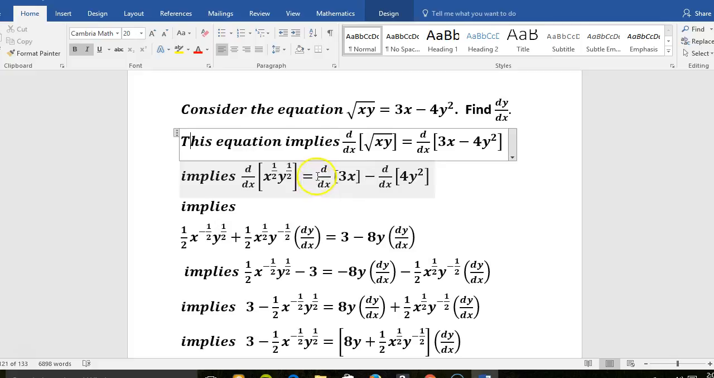And then over here, d by dx of 3x is just 3. X is the native variable. Now, d by dx of 4y squared, I still do the power rule. I get 8y, but then I have to do the dy by dx. And guys, so you have that. And then the trick is, after that, get your dy by dx terms on one side of the equation and your terms that don't have it on the other.